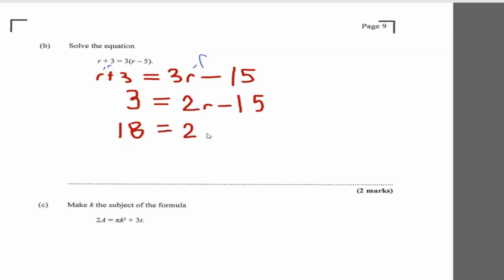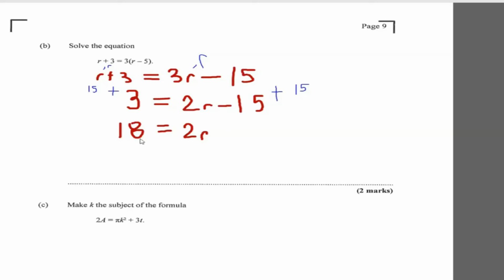18 is equal to 2r. Just to put it in blue right here, we add 15 to both sides. When you add 15 to both sides, minus 15 plus 15 cancel with each other. This part becomes 0. And then what you're left with is 15 plus 3, which is 18.